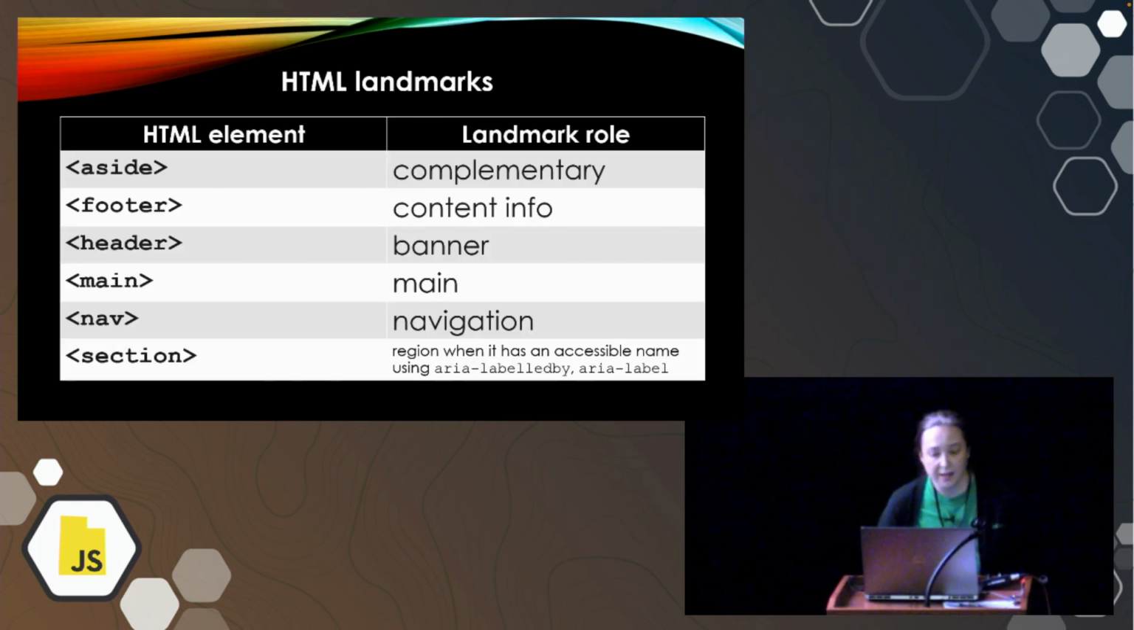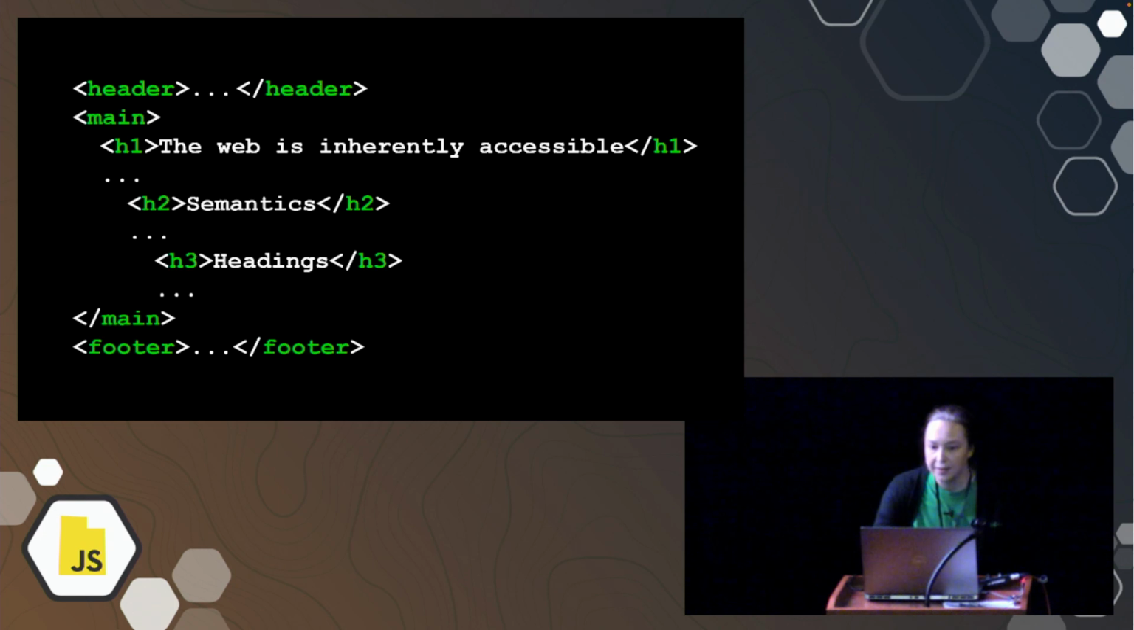So there are HTML elements for creating landmarks, and then there are their corresponding ARIA roles. These are the main ones. There are others. These are just the most commonly used ones. So you have aside, which is your complementary landmark role. You have footer, which is announced as content info. You have your header, which is announced as banner. Main is main, nav is navigation, and your section element will be announced as a region if you apply an ARIA label or an ARIA labeled by attribute to it. Otherwise, it's sort of an invisible landmark.